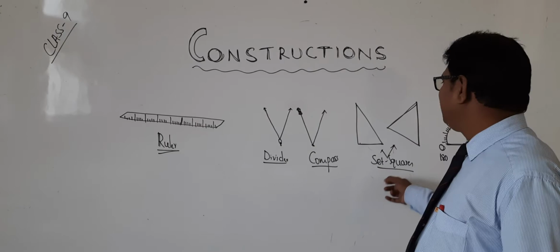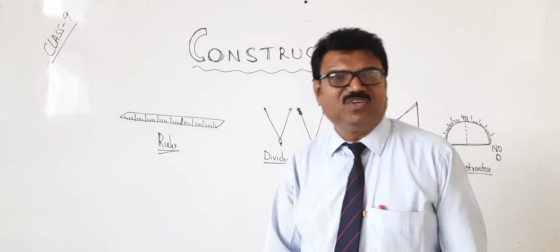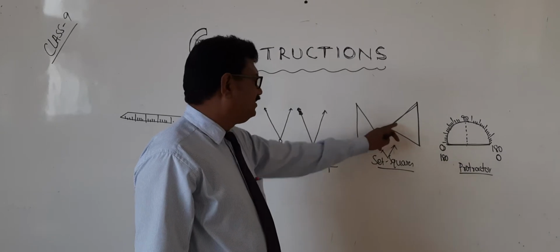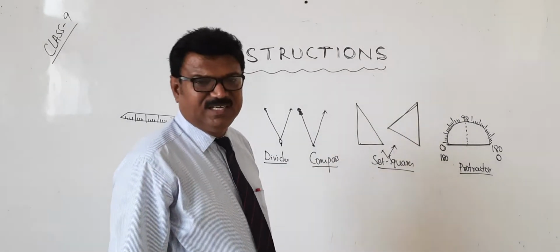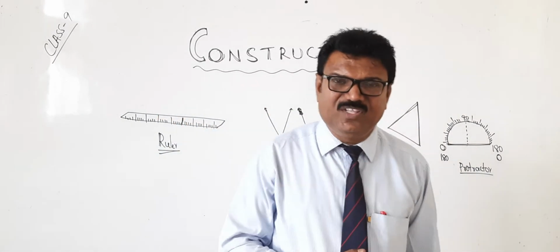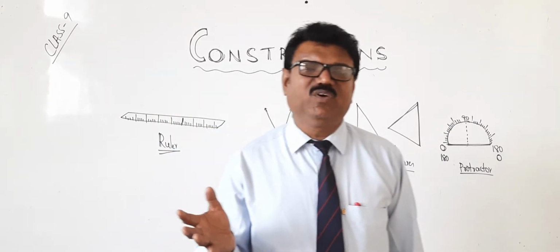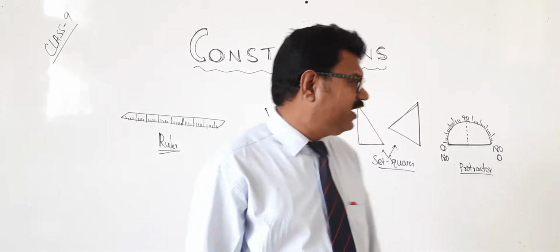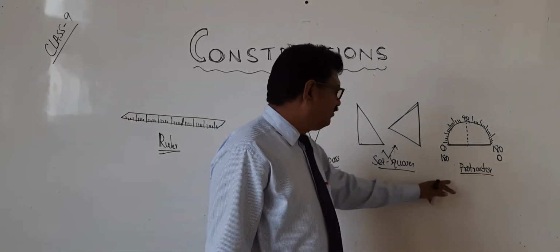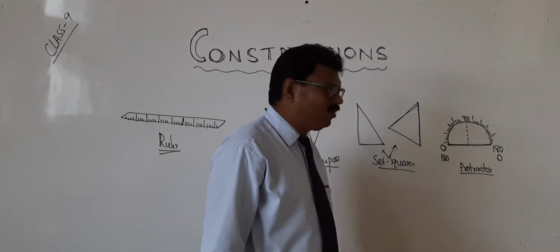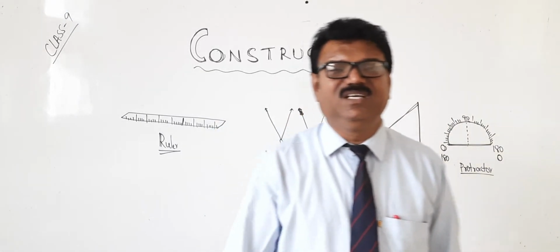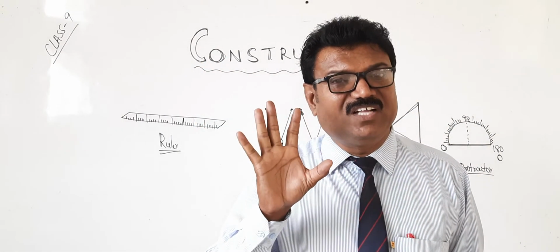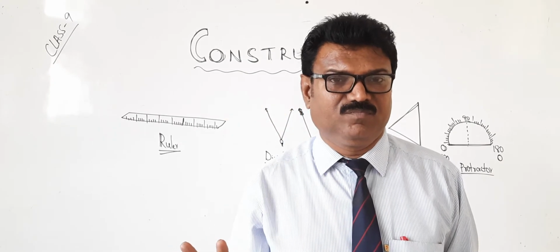Next is set squares. Set squares, actually, one has an acute angle and one more has a right angle. With them you can draw parallel lines as well as perpendicular lines. And one more important tool is protractor. Protractor means you can measure the angles or you can construct the given angles.